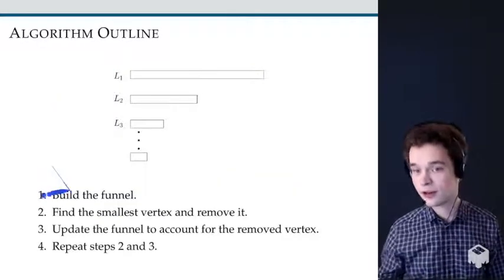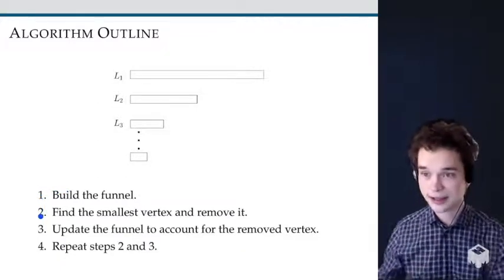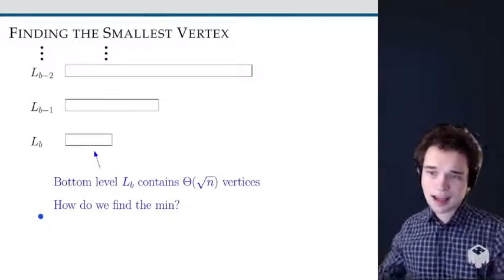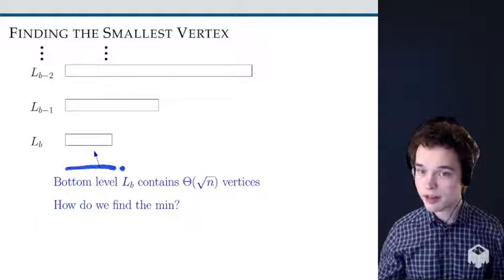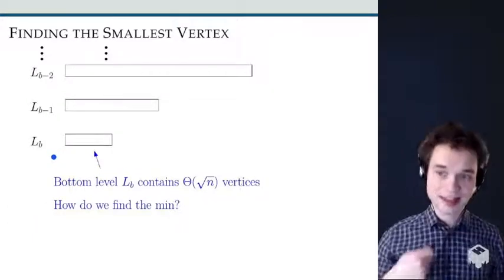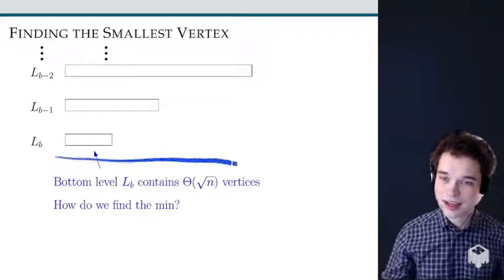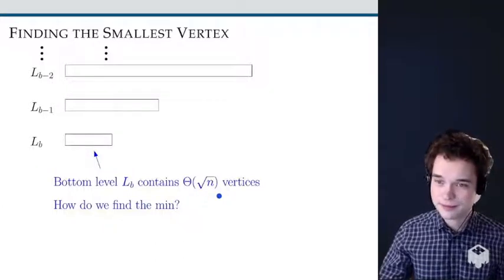Now that we've built the funnel, the next question is, how do we actually find the smallest vertex in our graph? And here we immediately encounter an obstacle, which is that our smallest level, let's call it L_b, actually doesn't just contain a single vertex. Instead, it turns out it actually contains, in our case, about root n vertices.